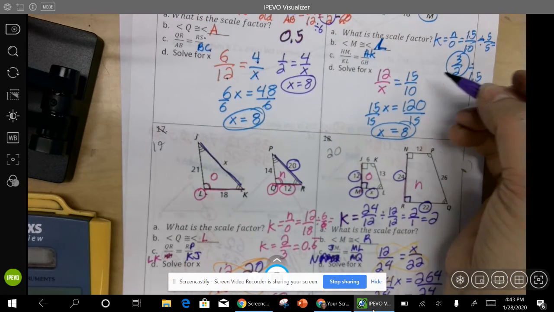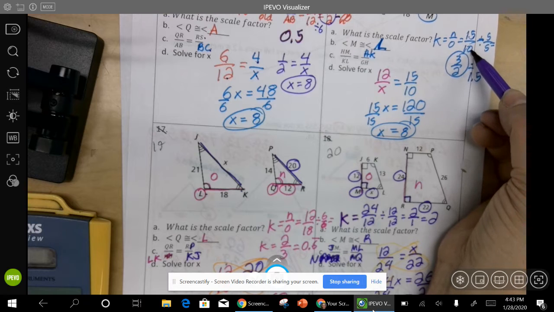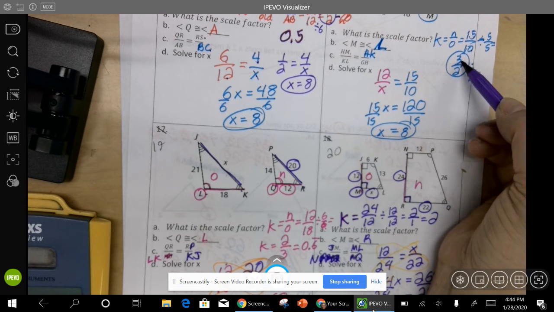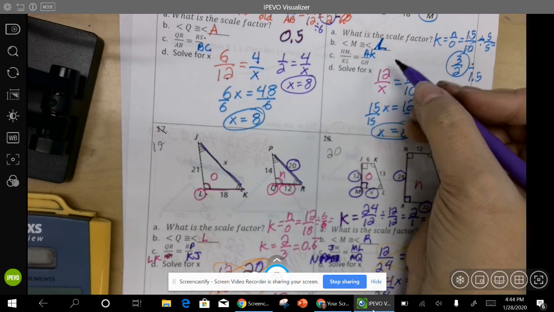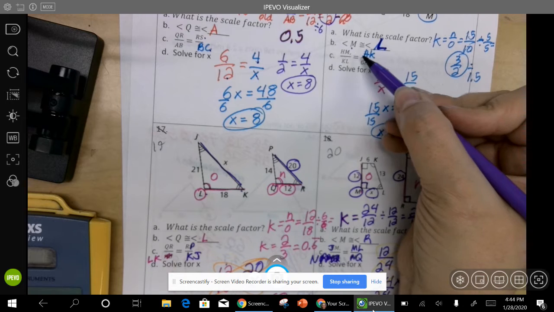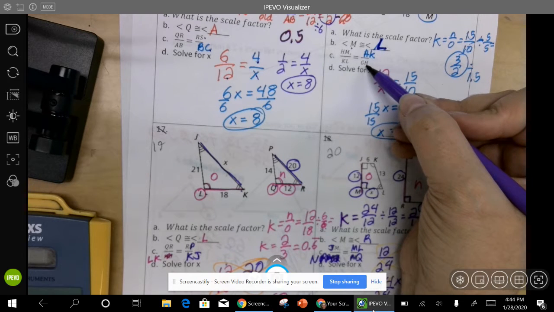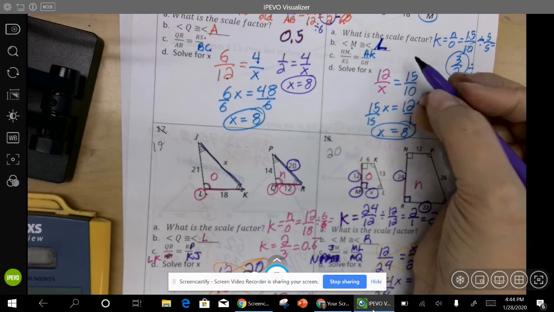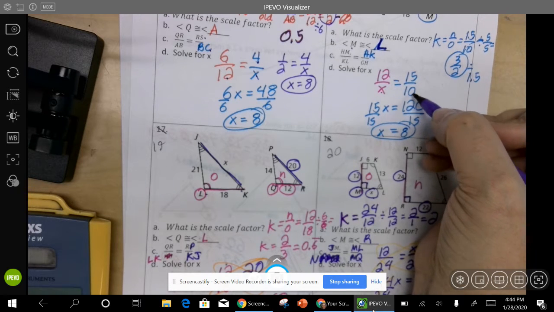Okay, so this one, same thing. So what's the scale factor? So 15 over 10, divide each by 5, and I get 3/2. Or you also could do it as 1 5/10. And then solve: angle M is congruent to angle L. HM over KL is equal to HK over GH. Solve for x. So I'm going to put 12 over x is equal to 15 over 10.